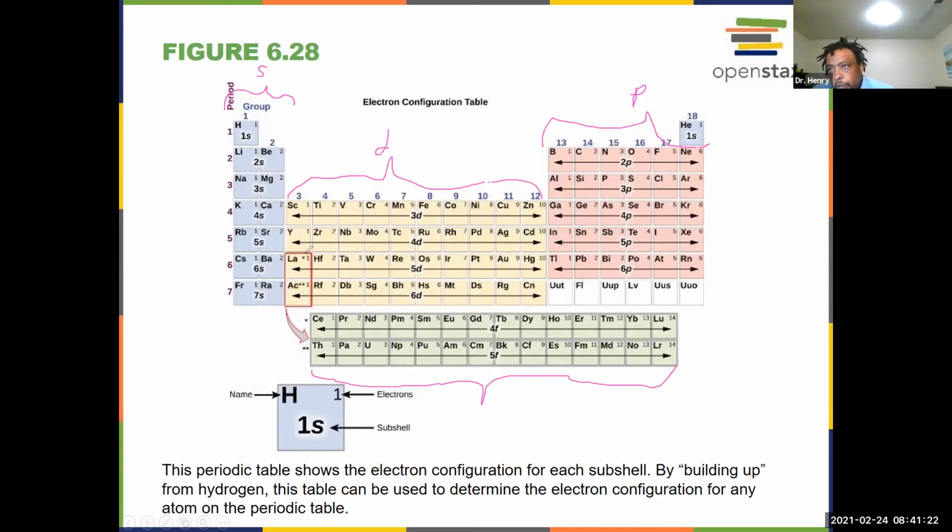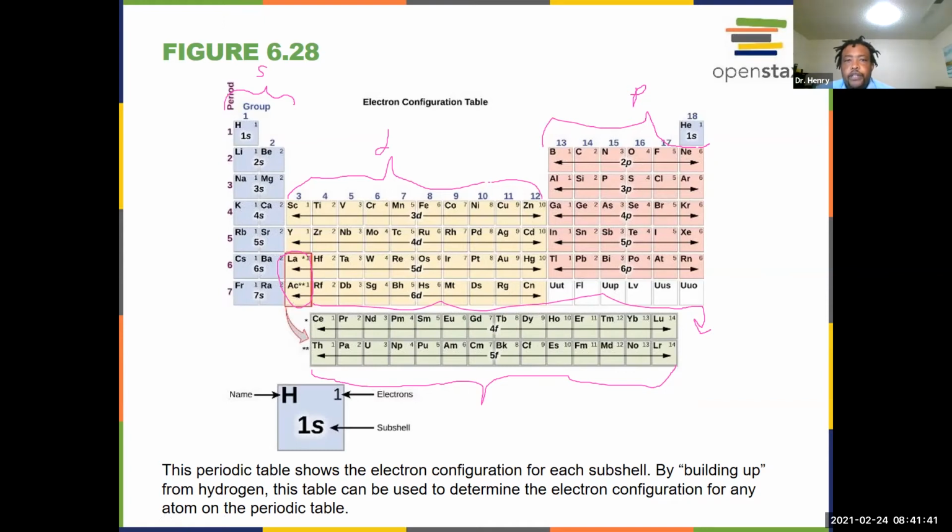Now, on your periodic table, these elements are often written down here. These are part of the d orbital, and often people will make that mistake and not put them there. Do you understand? They're not part of the F.